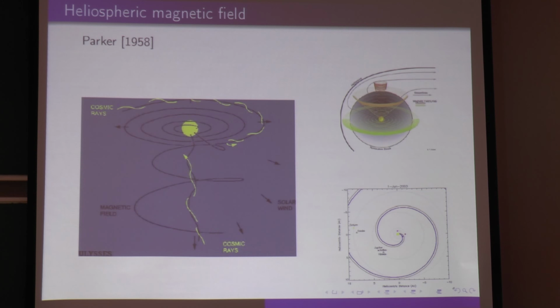Solar wind is a highly conductive plasma with a frozen-in heliospheric magnetic field. And due to the sun's rotation, magnetic field lines are formed into an Archimedean spiral or Parker spiral. Parker is the author of this theory of solar wind. And cosmic rays coming from the galaxy undergo the influence of the heliospheric magnetic field.